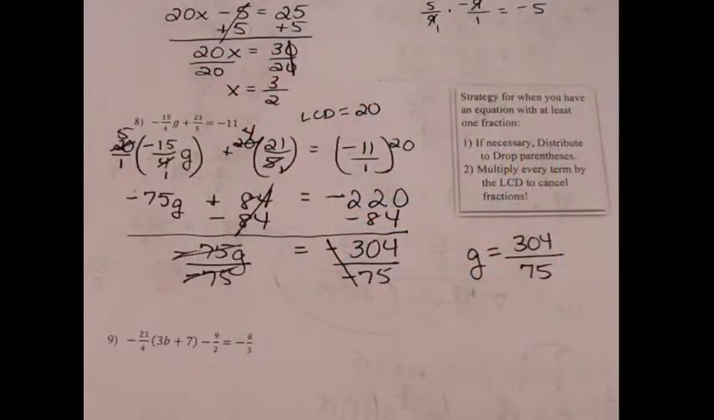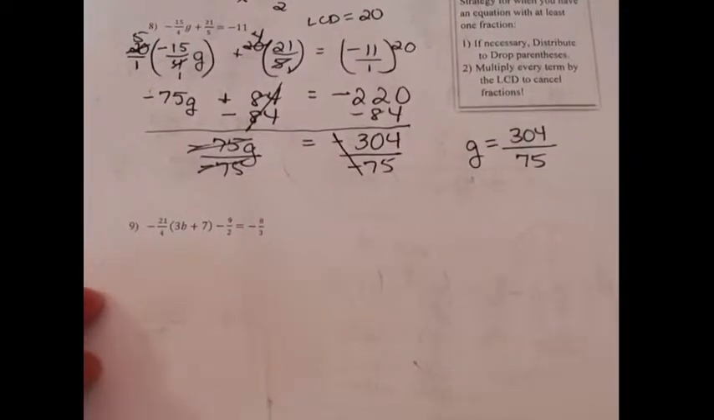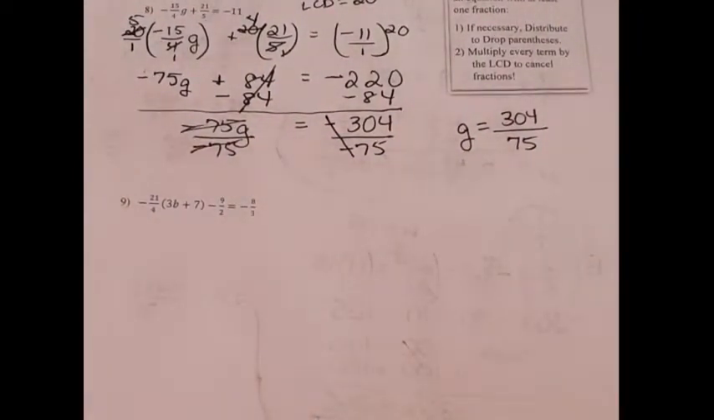Okay. Your turn. I would like you to do number 9. So I'm going to read this out loud first. We have negative 21 over 4 times 3b plus 7 minus 9 over 2 is equal to negative 8 over 3. I'm going to give you about 2 or 3 minutes to give this a shot. And what I'd like you to do is when you have your answers, please share it in the chat. All right, 2 or 3 minutes starting now.